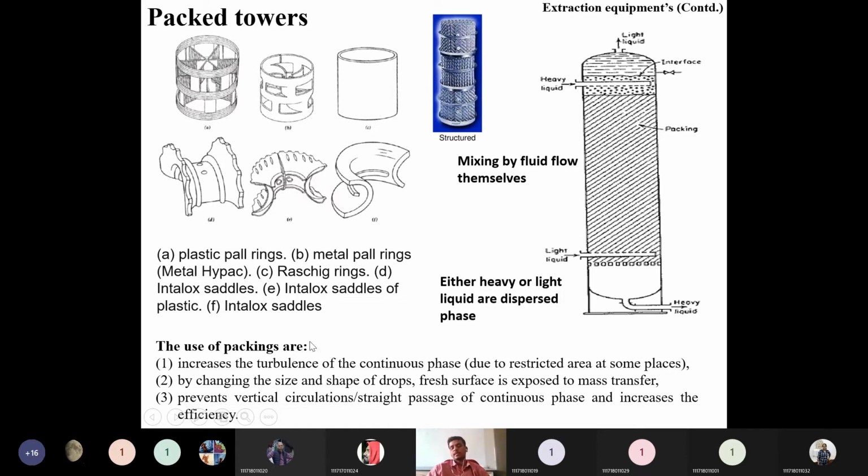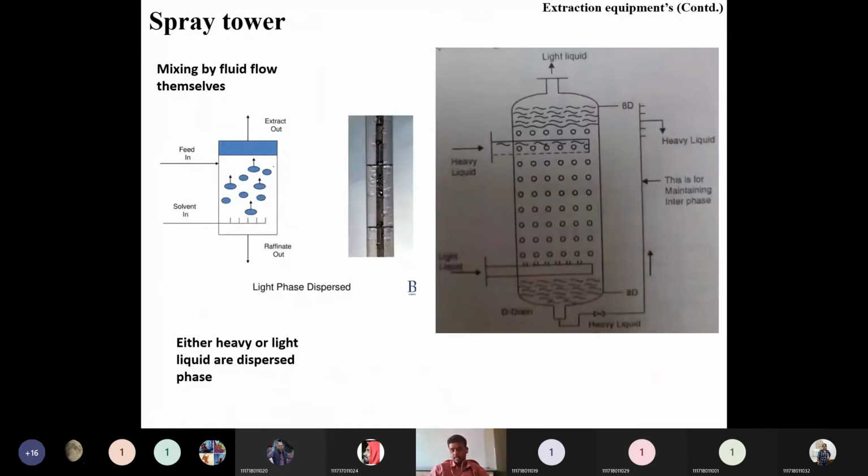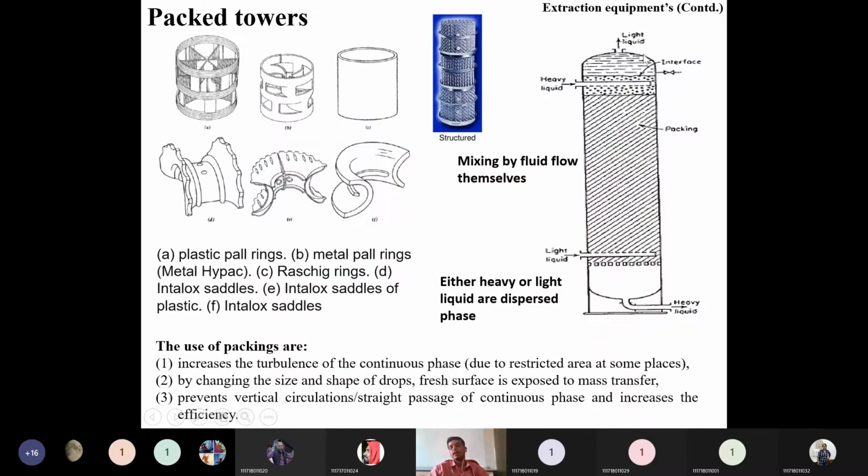The use of these packings is to increase the turbulence of the continuous phase due to the restricted area at some places. The restricted area will be offered by this resistance. By changing the size and shape of drops, fresh surface is exposed to mass transfer. It prevents vertical circulation and straight passage of the continuous phase, and increases the efficiency. Straight vertical passes you can observe only in spray towers, but a tortuous path will be observed in this one. Because of this, the efficiency of this column will be increased.